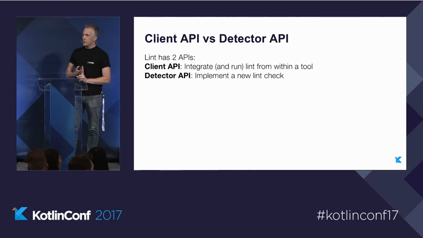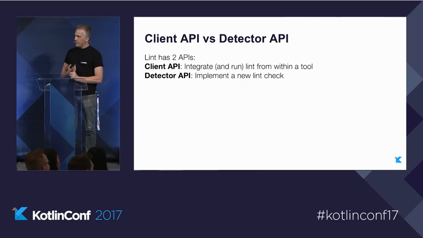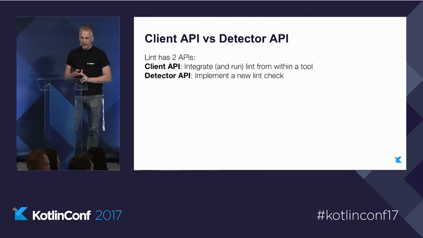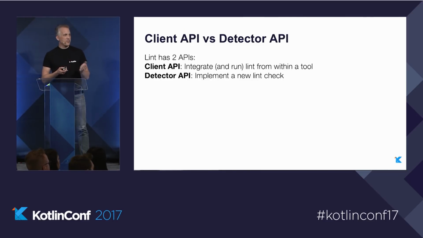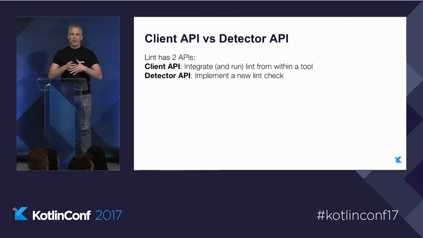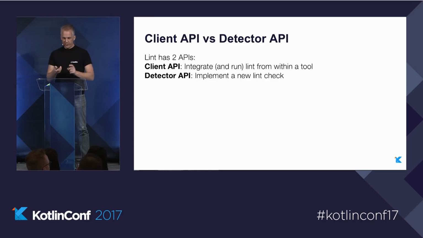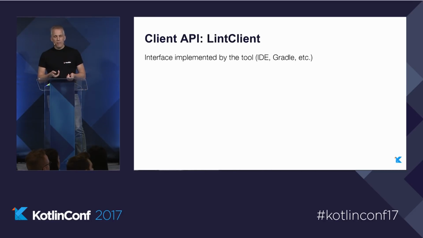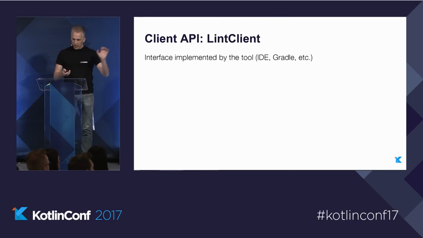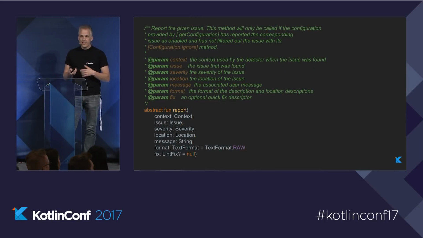So Lint actually has two APIs. There's the client API, and there's the Detector API. And obviously, our focus here is the Detector API. The client API is the one for people running Lint, so the IDE, Gradle, and so on. There is one really important class or interface you should know about, though, from the client API, and that is the LintClient. Right? This is an interface implemented by the IDE, and it has several important methods.